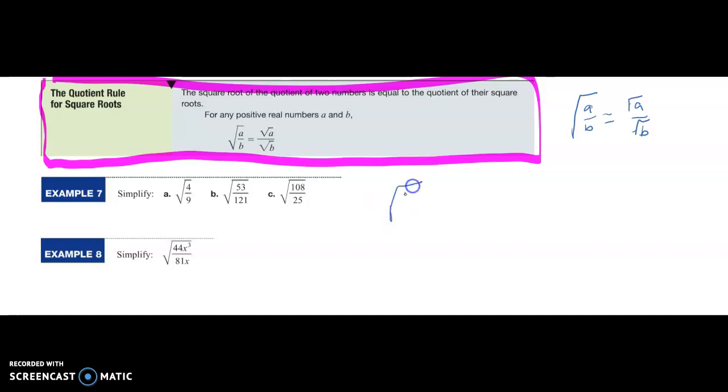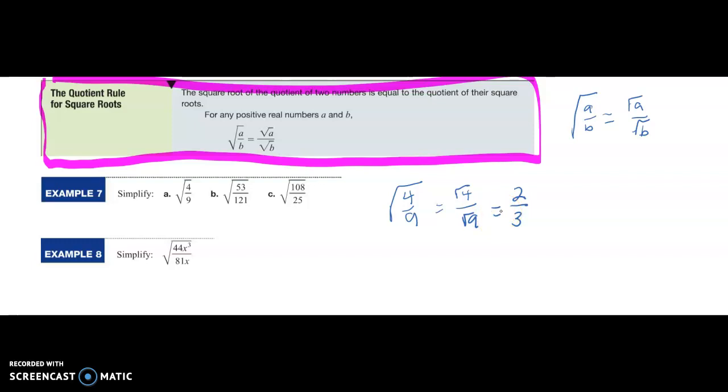So if I want to know the square root of 4 over 9, again, I'm not going to write down every single perfect square, but look, this is equal to the square root of 4 over the square root of 9. We know that the square root of 4 is perfect, so it's 2, and the square root of 9 is 3. So the square root of 4/9 is equal to 2/3.